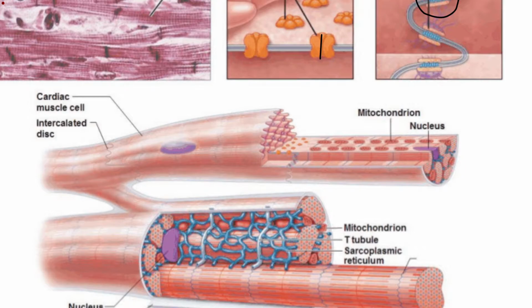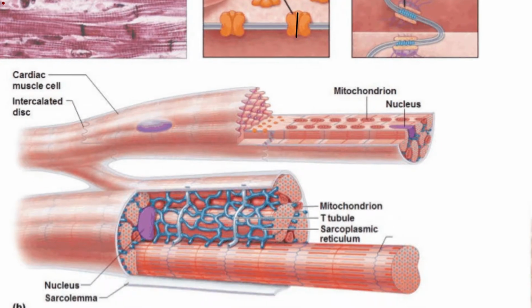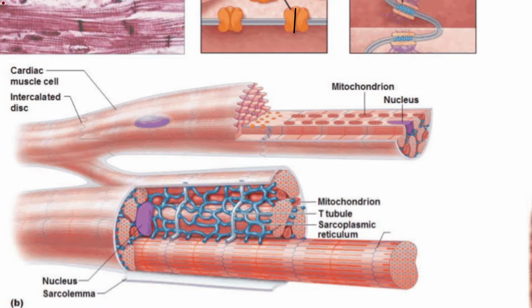This blue and gray here, I refer to it as the T-tubule system. It houses calcium. That's going to be important for contraction for cardiac muscle as well as skeletal muscle. And we'll talk about that more with skeletal muscle. That calcium is going to be key for contraction.